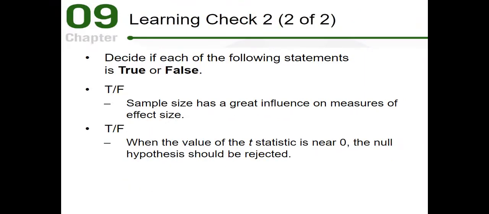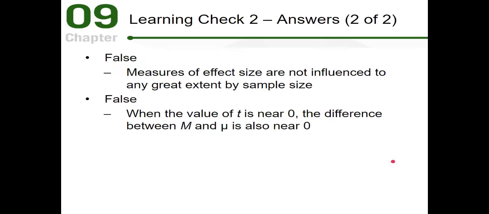Here are also some true-false questions. The sample size has a great influence on the measures of effect size. And when the value of the t-statistic is near 0, the null hypothesis should be rejected. I'll give you a few moments to think about both of those. And for both, we have false.